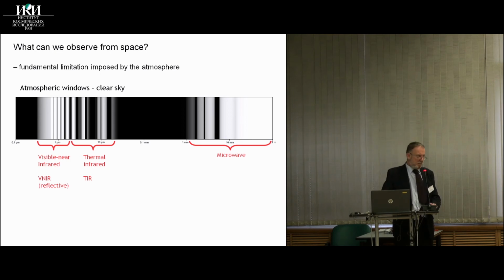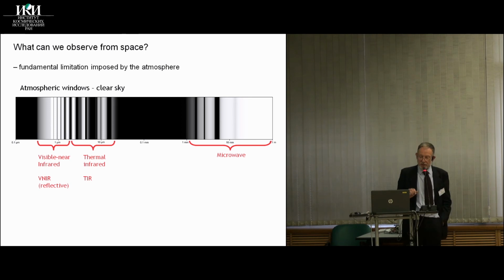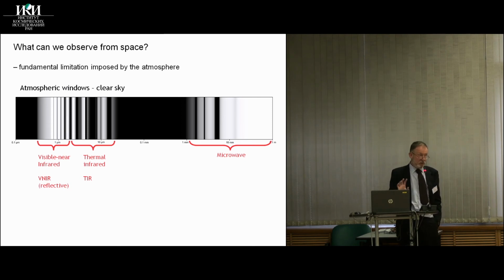Right. Taking a step back, what fundamentally can we do from space? We'll stay focused on space-based observations for now. We have some limitations fundamentally imposed on us by the atmosphere. The Earth's atmosphere is not uniformly transparent. Here's a kind of cartoon way of looking at that.